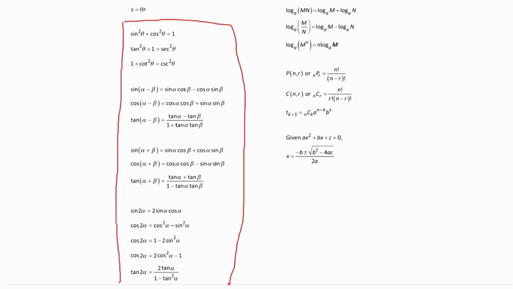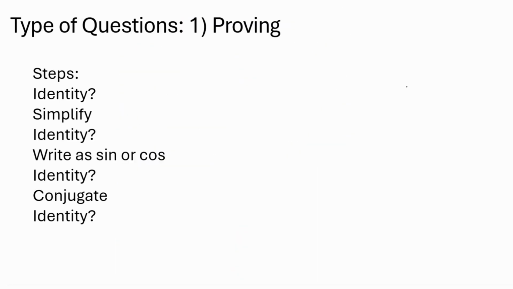Okay, so I didn't really know how to go over this, so I'm just going over every single type of question that I could find. All of these questions are going to be like, pause, do it yourself, and then try to follow along with my answer if you don't get it. The first type of question that you can see a lot of is proving. With proving, like I said, just look at the question. Your first thought should always be, is there an identity that I can use? If not, simplify it. Think again, is there an identity I can use?